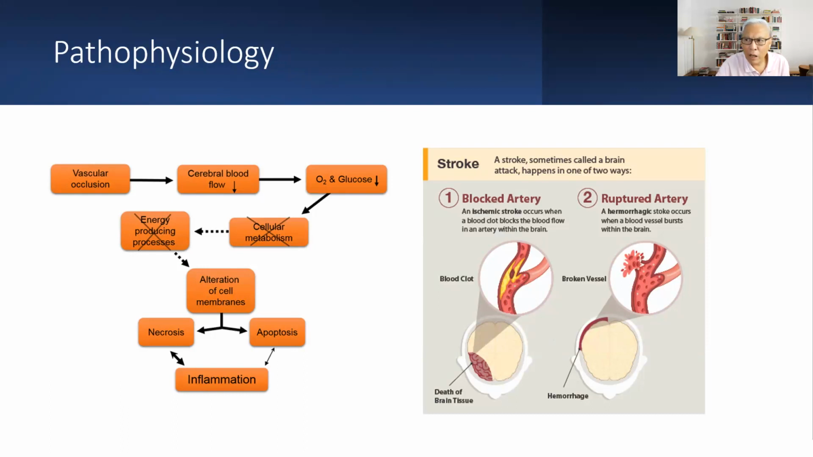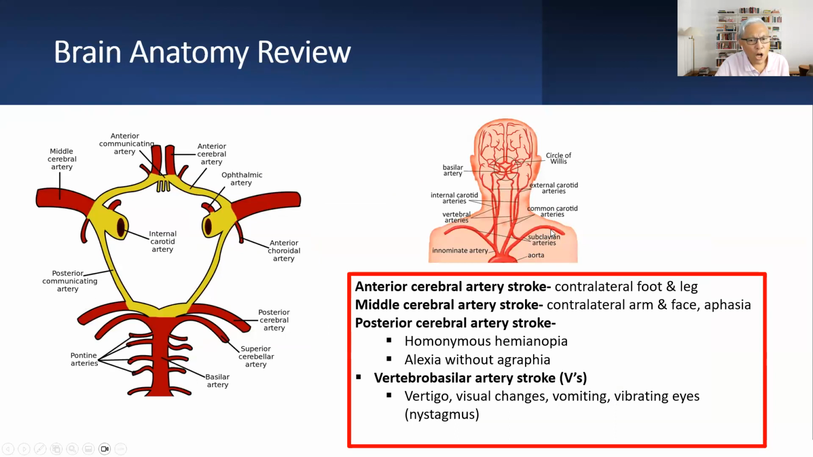Whenever you have a disruption in blood flow or occlusion, then there will be a cerebral blood flow that's going to be diminished, and therefore oxygen and glucose cannot reach the brain. And therefore, it's going to lead to necrosis or death, apoptosis or cellular death, and then inflammation. And that's exactly what happens with a stroke. Now, one cannot talk about stroke without talking about the blood vessels that feed the brain. And there are several arteries and veins that actually feed the brain.